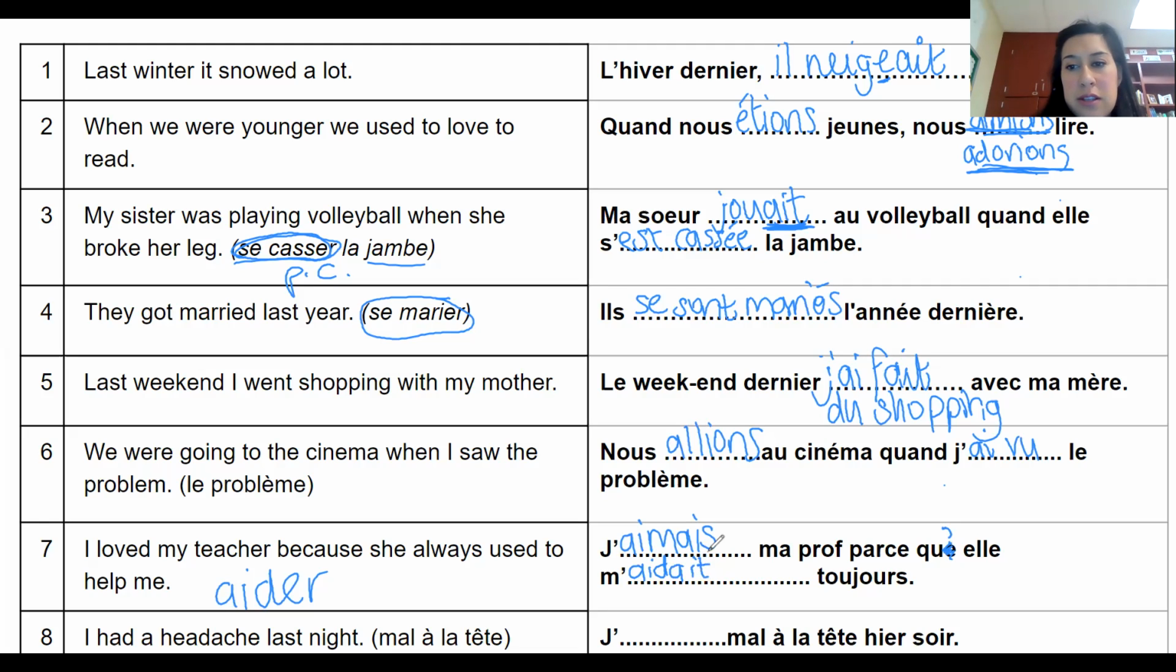toujours. So this is she used to. Again, there's no word in French for used to. It's implied in this ending. Toujours is always. So she helped me always. She always helped me. All right, and then the last one, I had a headache last night.